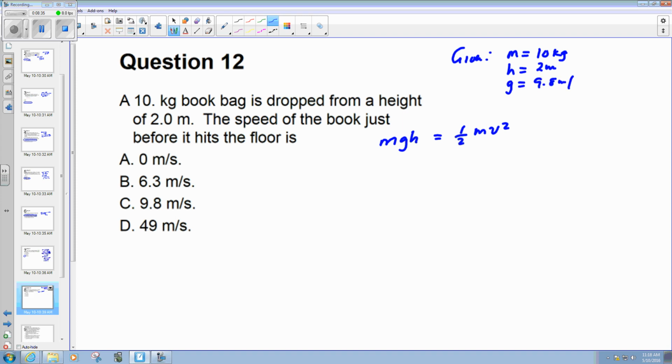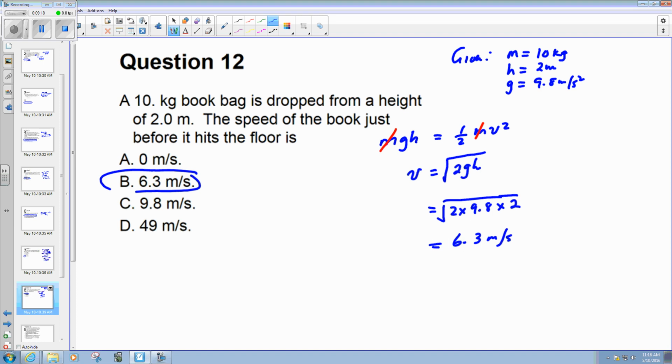But in this relationship, note the mass is irrelevant because the mass cancels out. And so what we have is that the velocity is equal to the square root of 2gh, if you rearrange the equation above. Put in the values, we'll have 2 times, again I'll leave out the units for brevity's sake, 9.8 times 2. And if you do the math, this comes out to be approximately 6.3 meters per second. And so the answer to question number 12 is D.